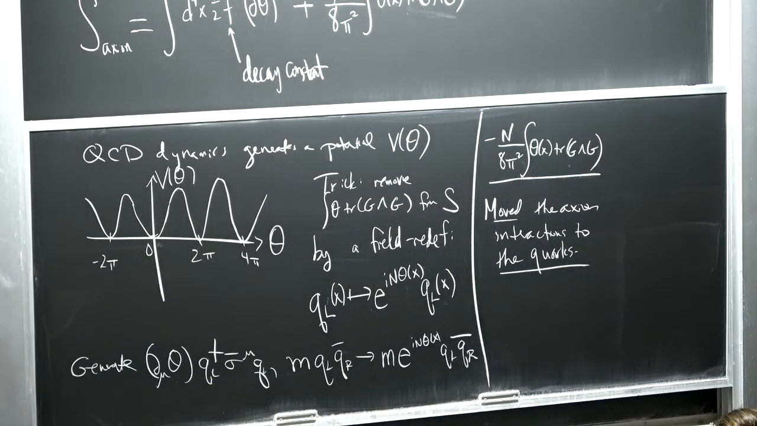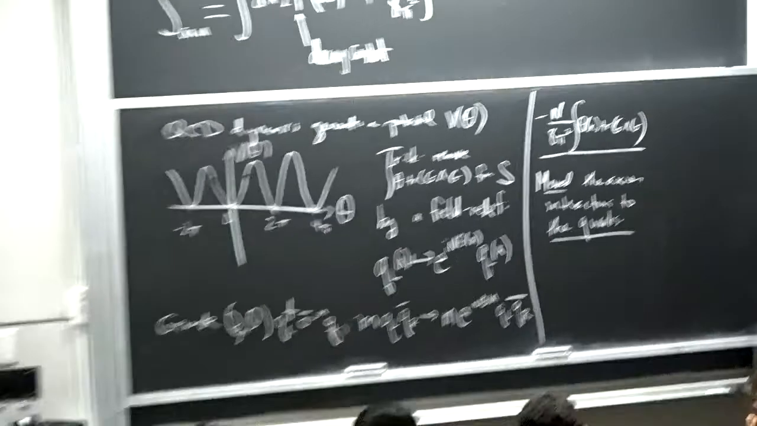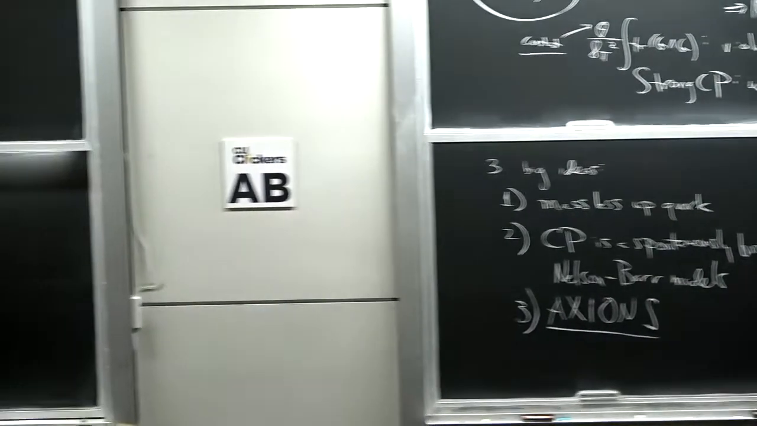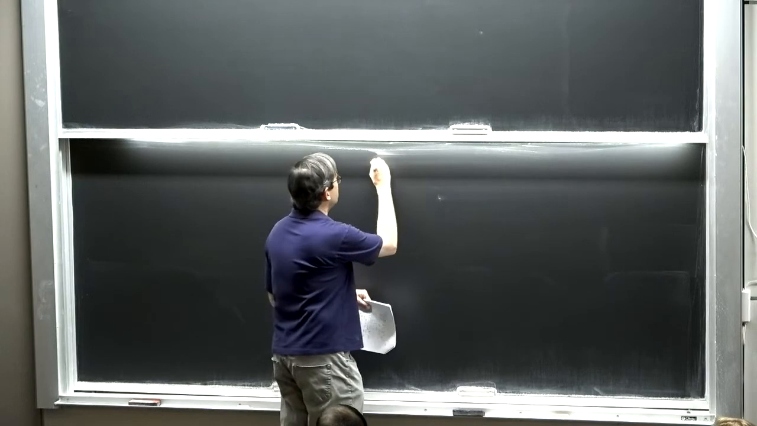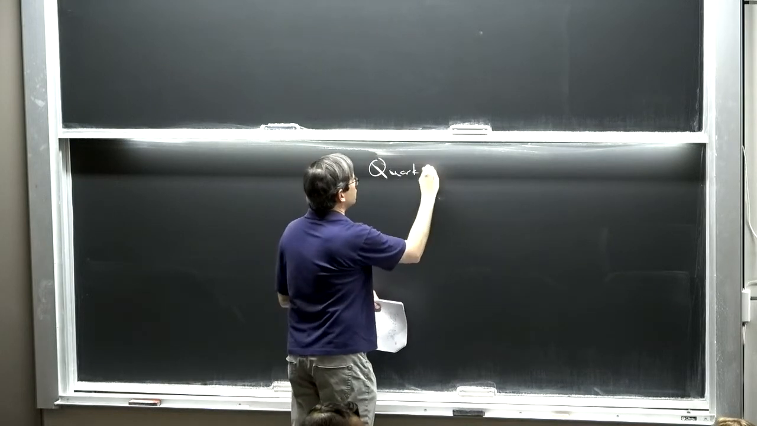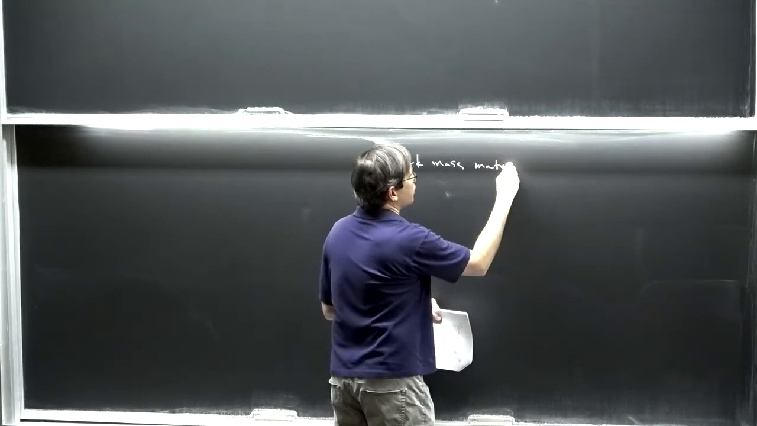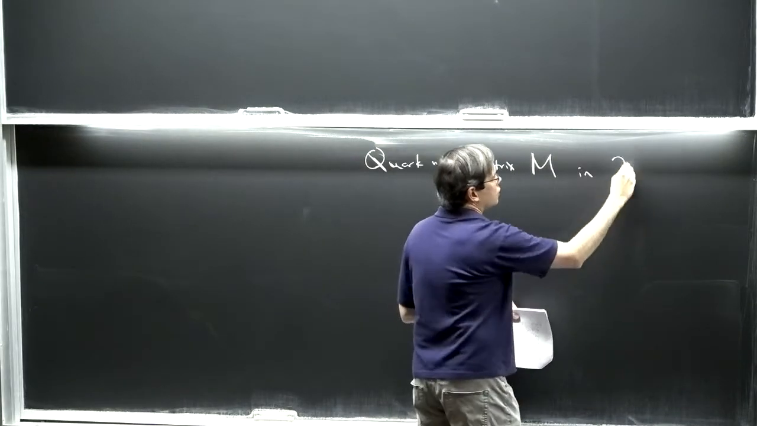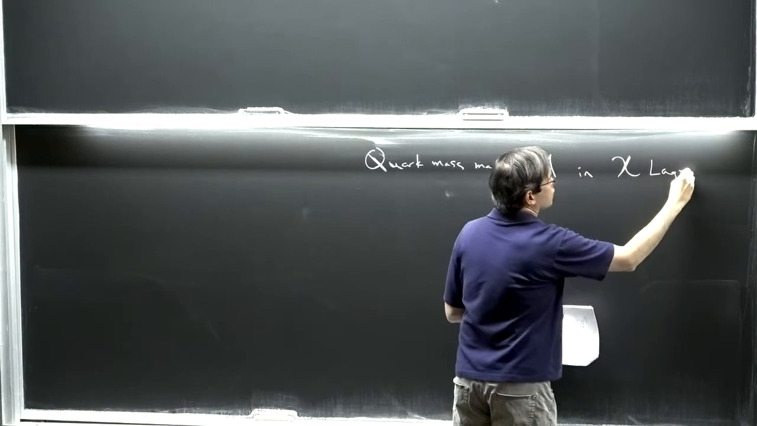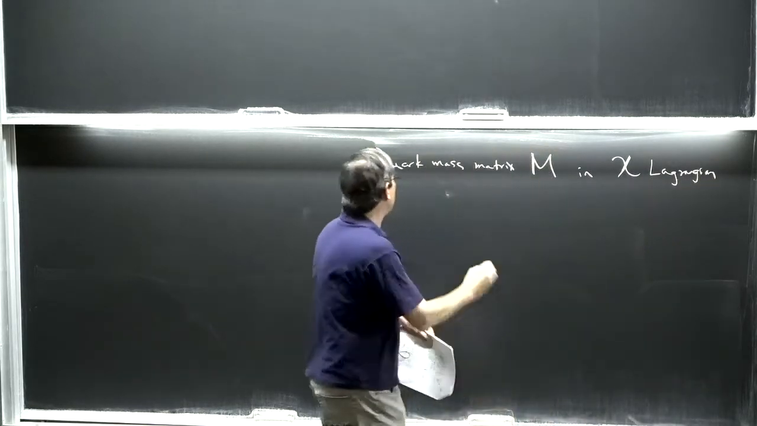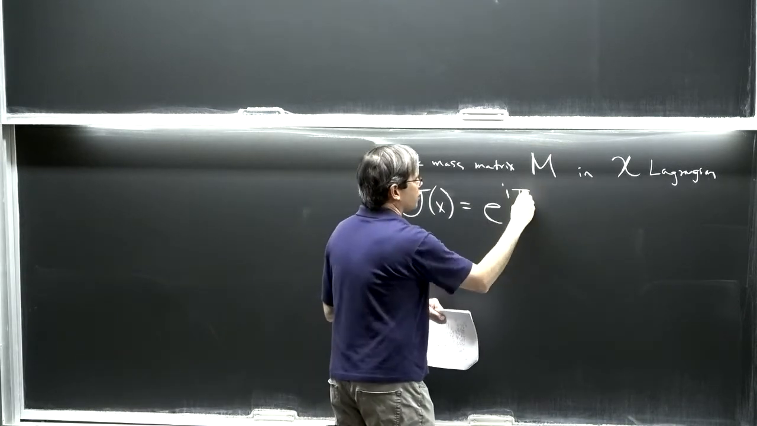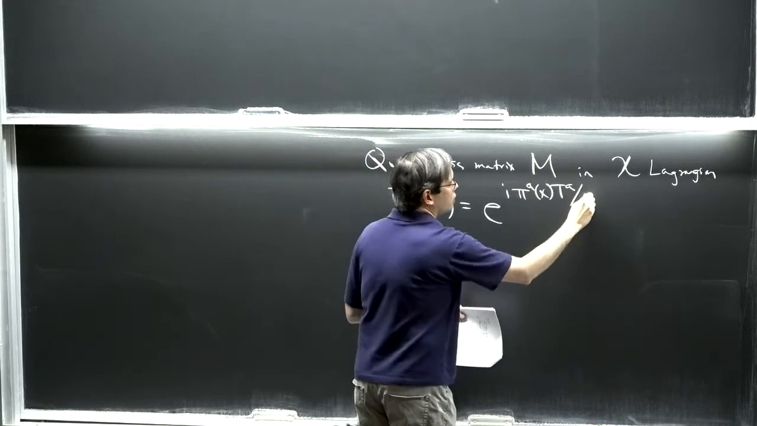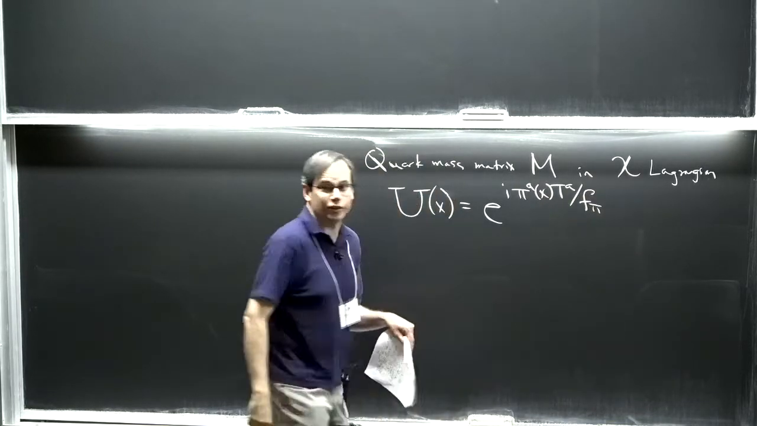Why was this useful? This was useful because we actually know quite a lot about how the quark mass terms appear at low energies when we talk about things like pion physics. And so we know how the quark mass matrix M appears in the chiral Lagrangian. The chiral Lagrangian is a theory of some matrix valued field, U, which is e to the i pion field divided by some pion decay constant, f pi.